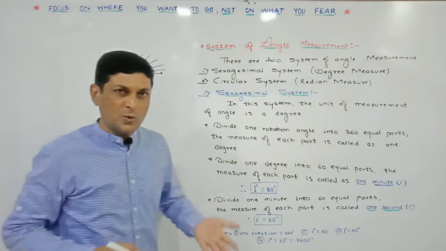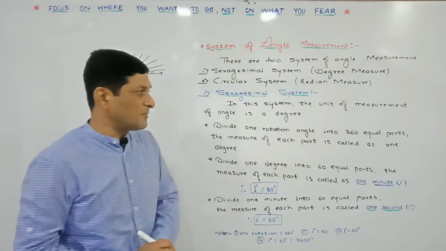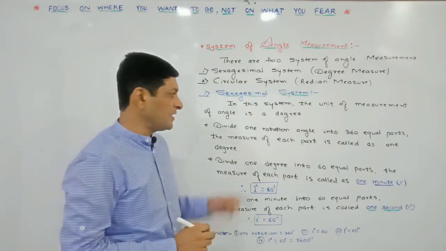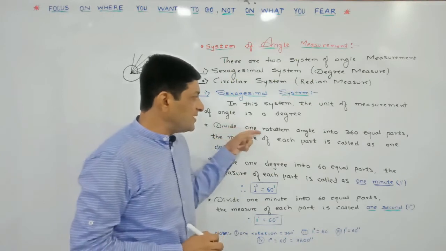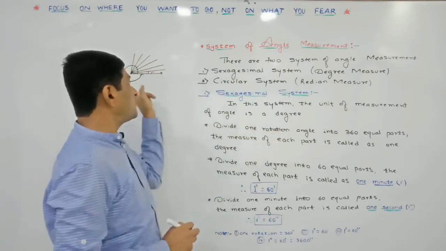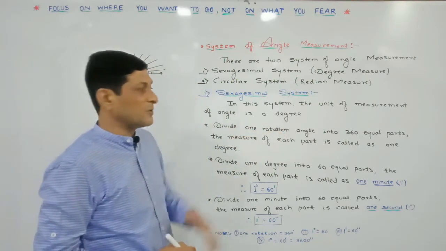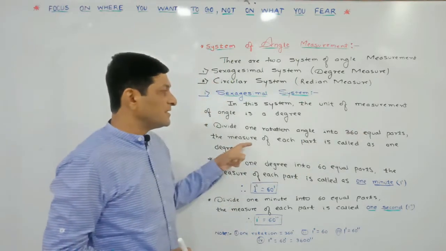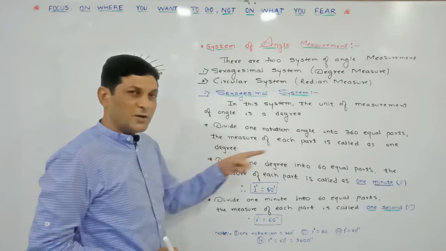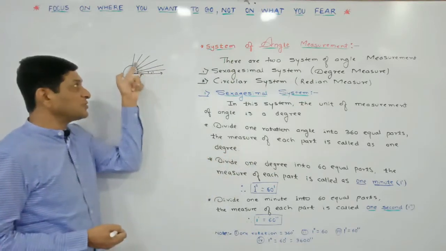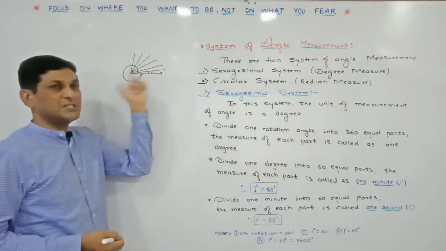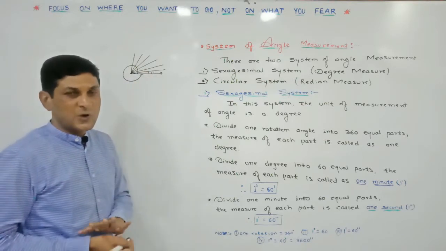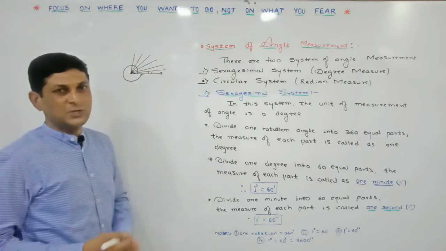So 360 parts means 360 degrees. Already we know this result, but since it is a part of our syllabus, that's why we are discussing it. So this angle is one revolution, or one rotational angle. Divide this angle in 360 equal parts, then the measure of each part is called 1 degree.